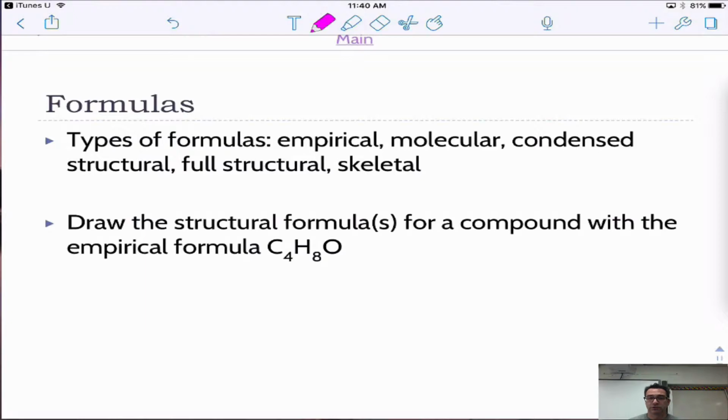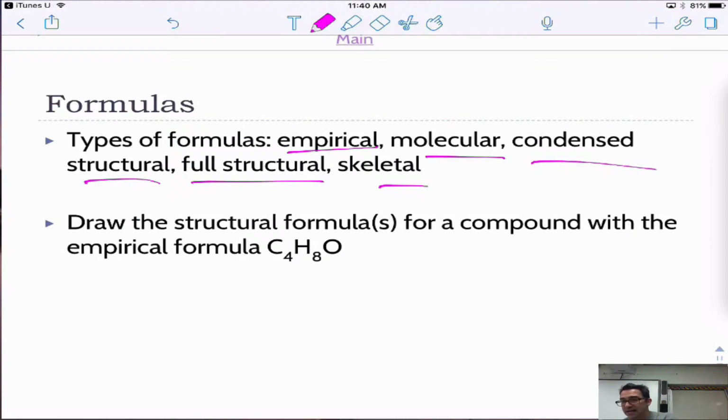So those are some properties about a homologous series. Melting point and boiling point, they expect you to know that. We'll also talk about writing different kinds of formulas for these compounds. The different kinds of formulas that you've heard of before are empirical and molecular. There are new ones here, though, like condensed structural, full structural, and skeletal. An example of this is something like C4H8O.